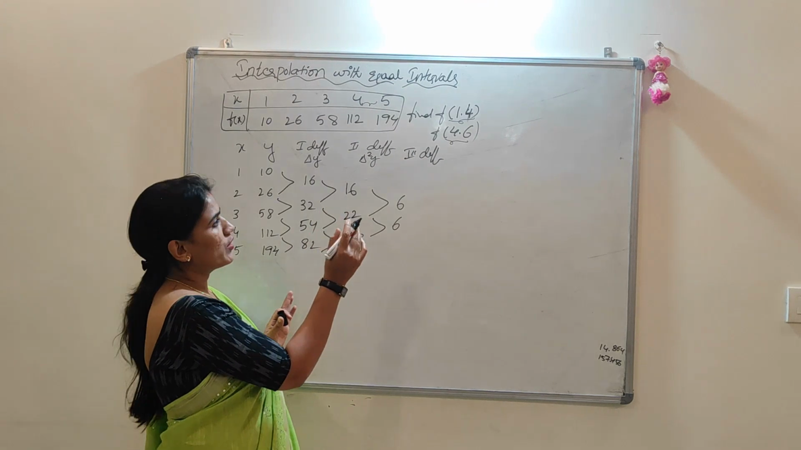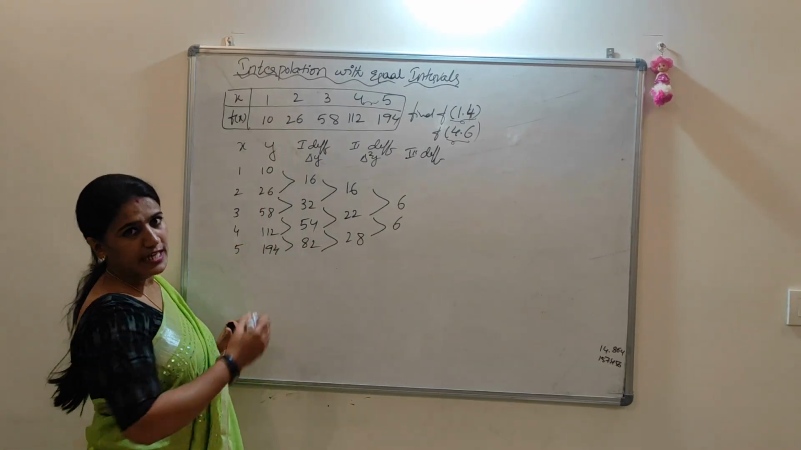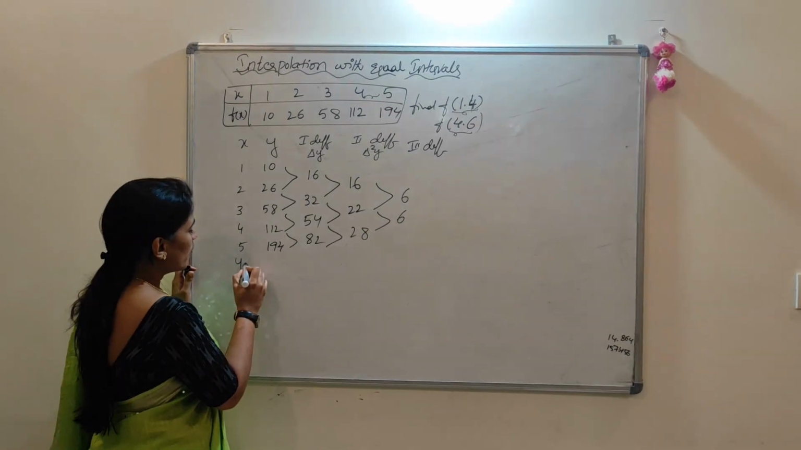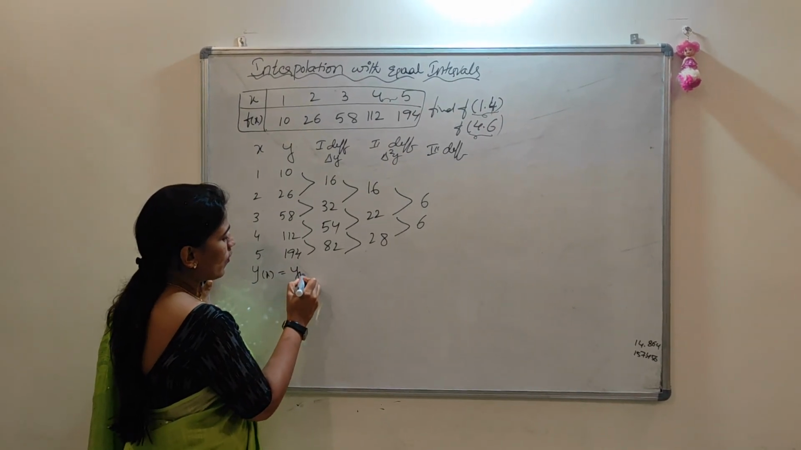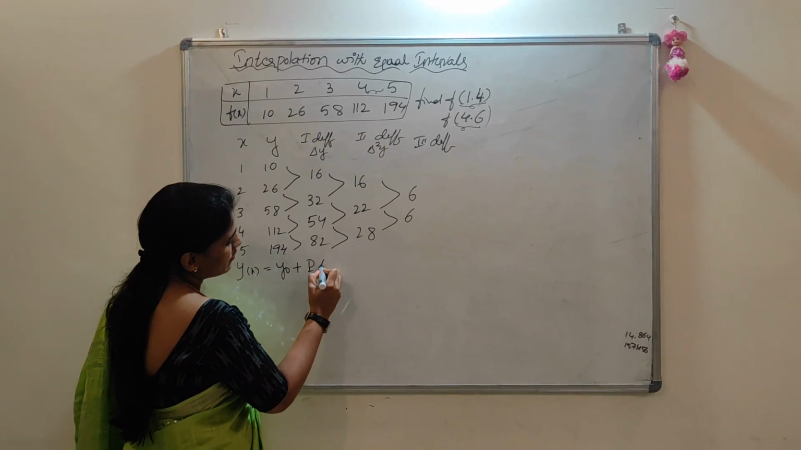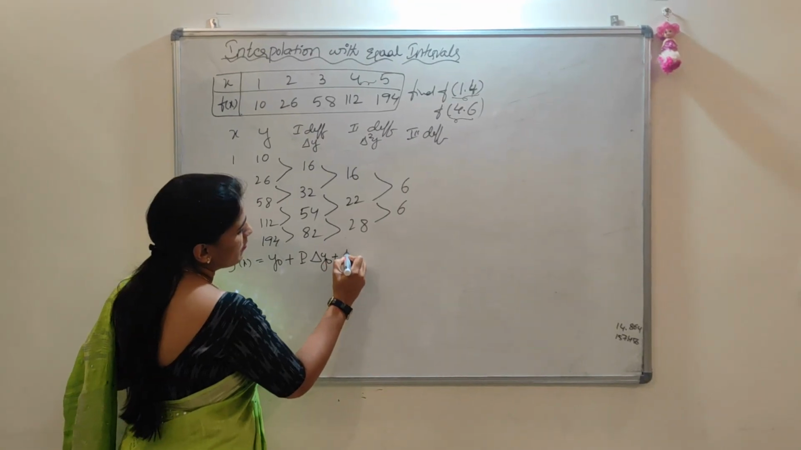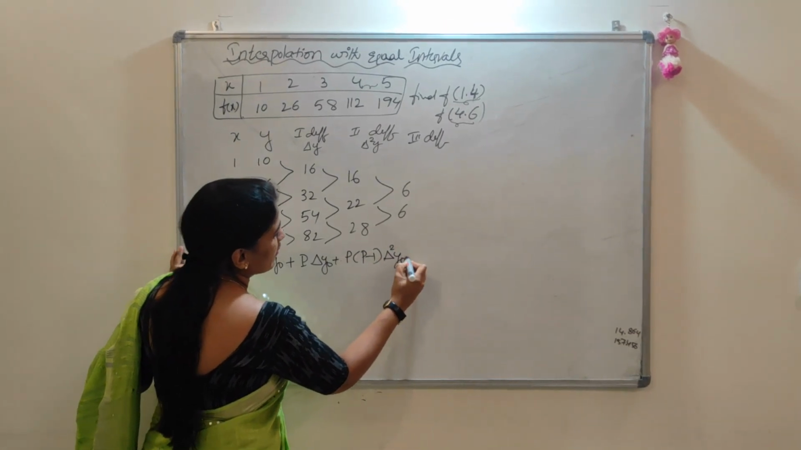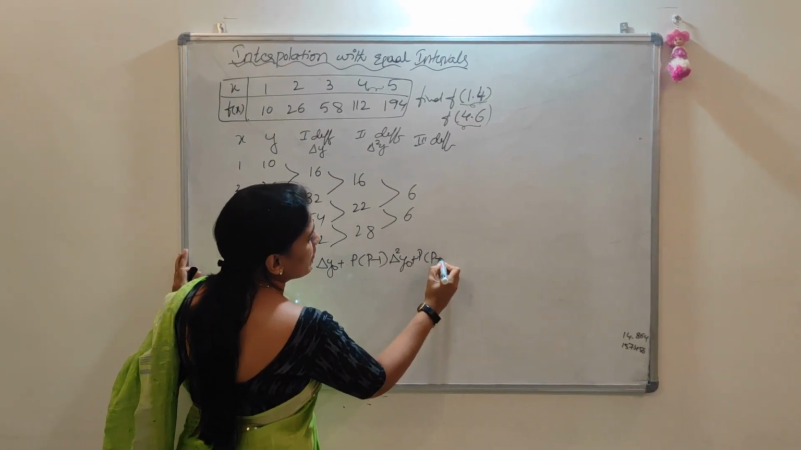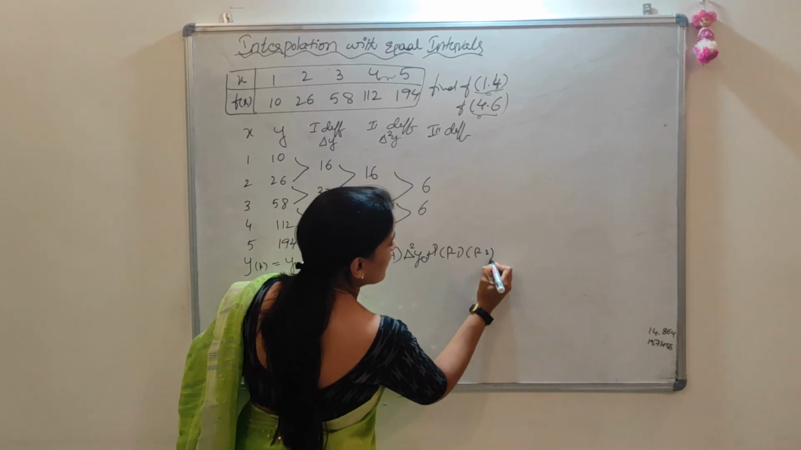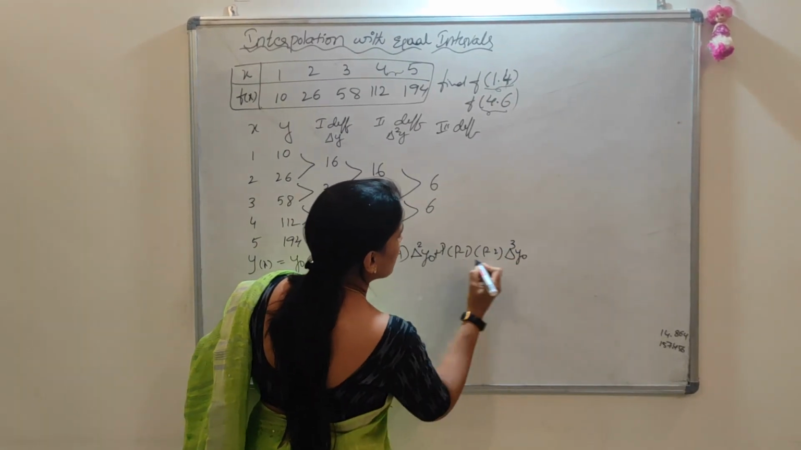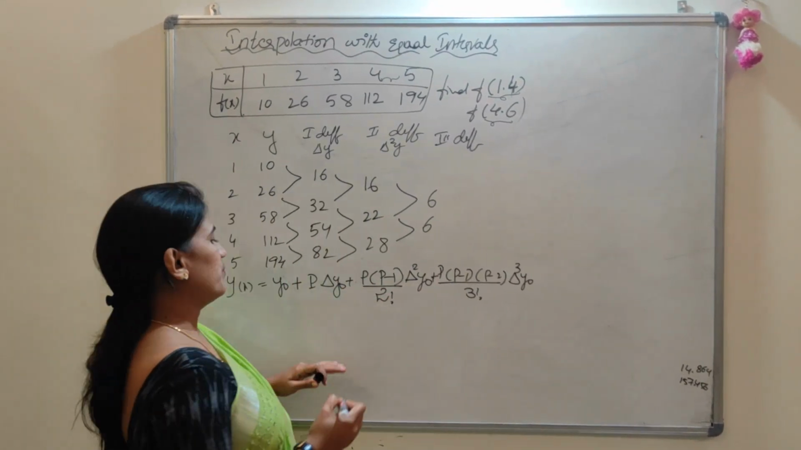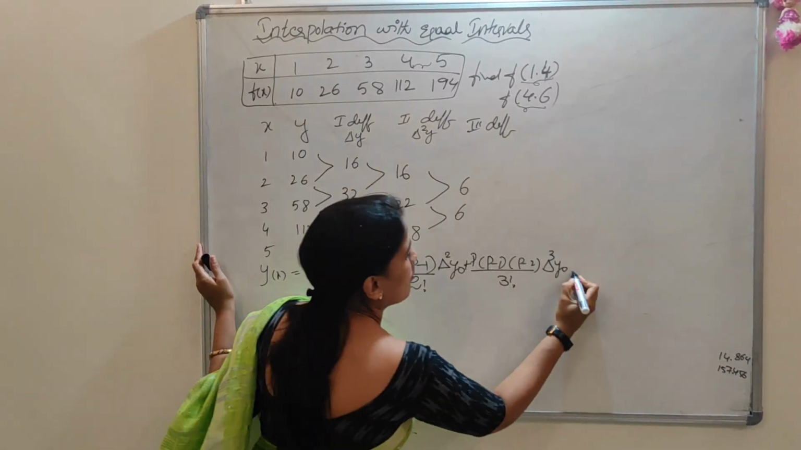To find y of 1.4, 1.4 is near to x naught. We need to apply Newton's forward interpolation formula. That is y of x is equal to y naught plus p into delta y naught plus p of p minus 1 into delta square y naught by 2 factorial plus p of p minus 1, p minus 2 into delta cube y naught divided by 3 factorial, and so on. Okay, this is the formula.